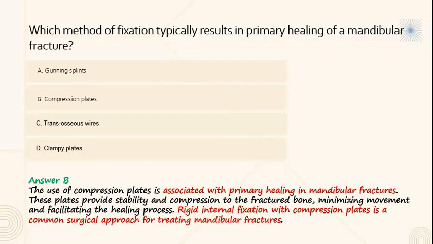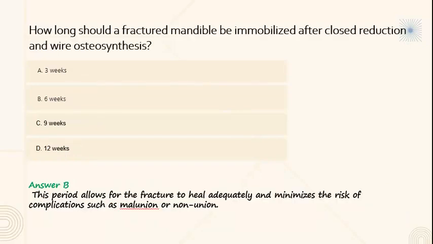Which method of fixation typically results in primary healing of a mandibular fracture? Answer B. The use of compression plates is associated with primary healing in mandibular fractures. These plates provide stability and compression to the fractured bone, minimizing movement and facilitating the healing process. Rigid internal fixation with compression plates is a common surgical approach for treating mandibular fractures. How long should a fractured mandible be immobilized after closed reduction and wire osteosynthesis?